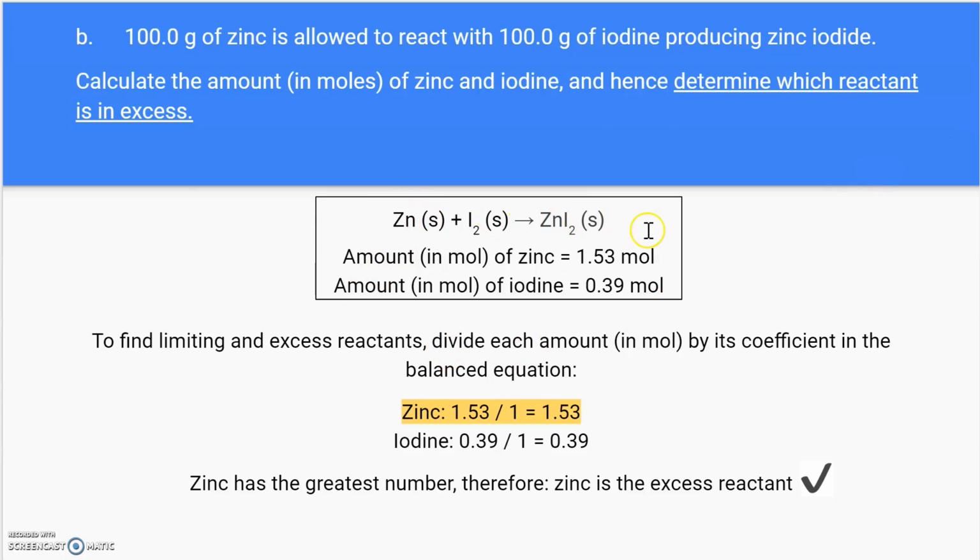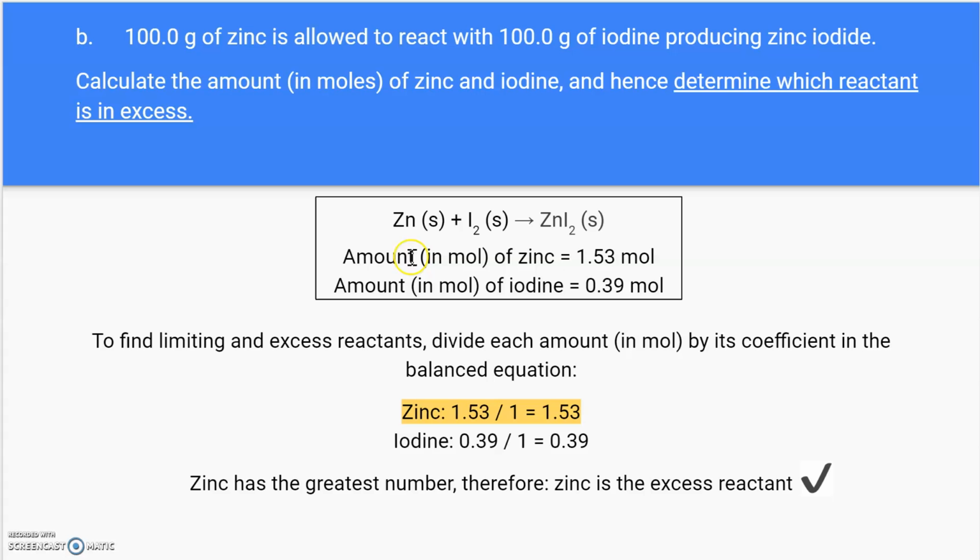Now, we know this equation, and we know that the amount in moles of zinc is 1.53, and the amount in moles of iodine is 0.39. Now, to find the limiting and excess reactants, we need to divide the amount in moles by its coefficient in the balanced equation. Again, the equation is extremely important here, because yes, in this case, the coefficient is 1 for both of the reactants, but in the case that it weren't, it is vital for us to divide by that coefficient in order to get the correct limiting and excess reactant.